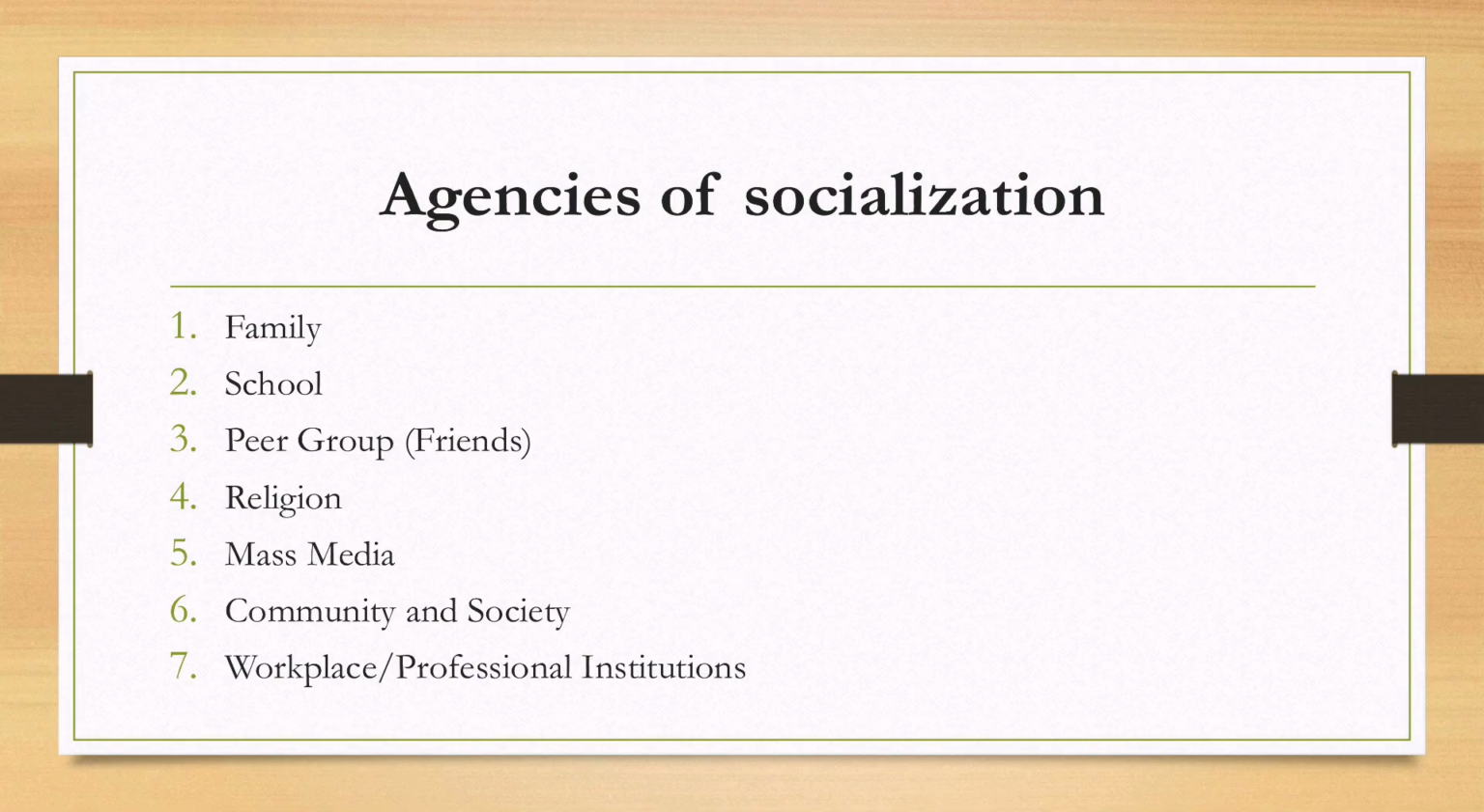Next one is mass media. That means television, internet, newspapers and also the social media will be influencing the opinions and knowledge and also the lifestyle. Next one is community and society. That means community traditions, custom and also the social activities will be shaping the behavior and also the responsibilities.